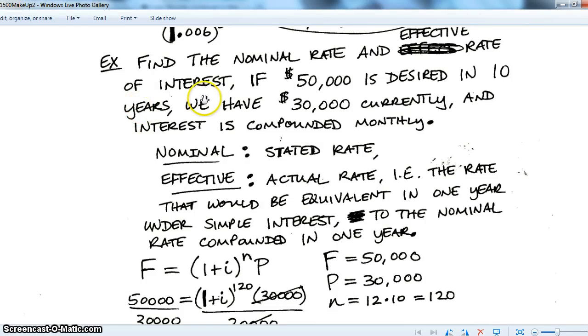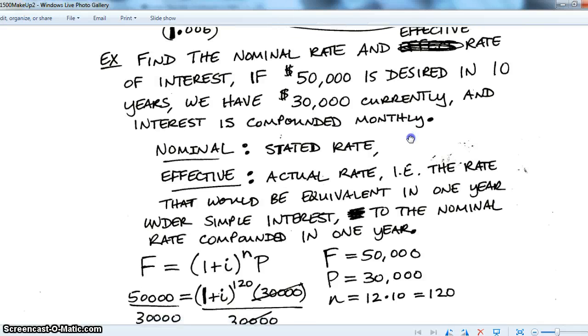So in this problem, find the nominal rate and the effective rate of interest if $50,000 is desired. So we want $50,000 in 10 years, and we have $30,000 currently, and we're going to be compounding it monthly. So we know how much money we have now, and we know how much money we want to have in 10 years. What's the interest rate that we'd have to achieve that goal?